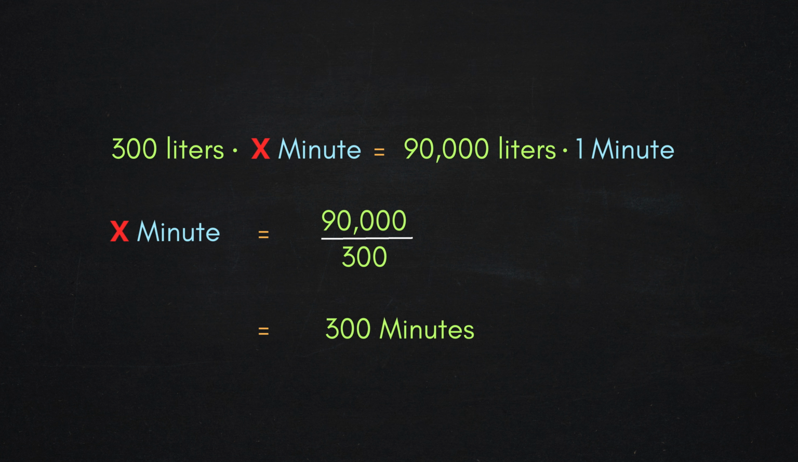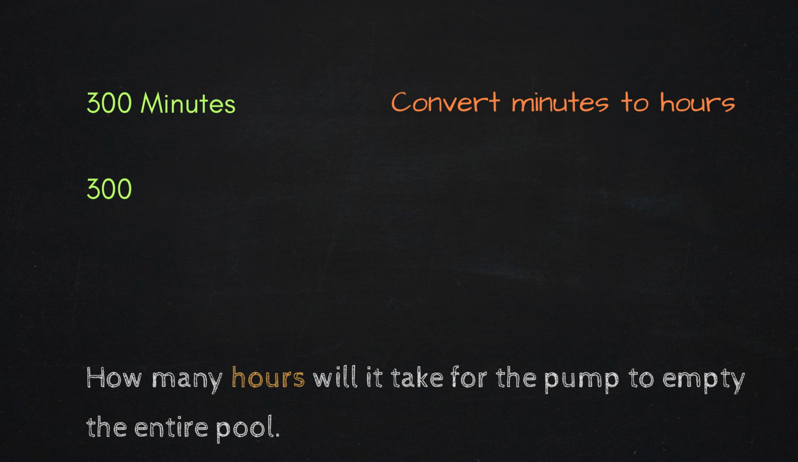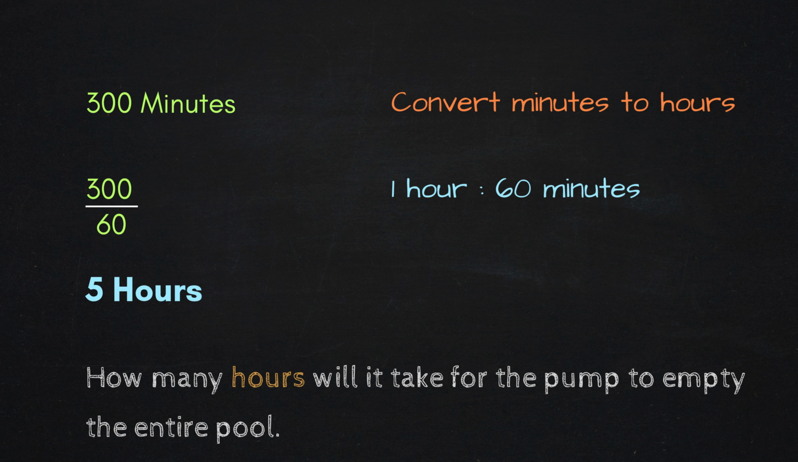Have we got our answer? Not so fast. We need to convert the minutes into hours, since the question asks how many hours it will take to empty the pool. Let's do that conversion now. We know that there are 60 minutes in 1 hour. So to convert 300 minutes into hours, we divide by 60. 300 divided by 60 equals 5 hours.